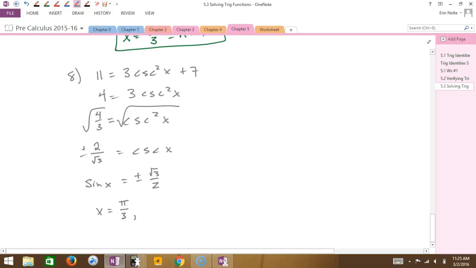So what about, because it's sine, sine only exists in first and fourth. So what's the fourth quadrant one? 5 pi over 3? So then plus or minus n, and then what's our period? 2 pi. Sure.